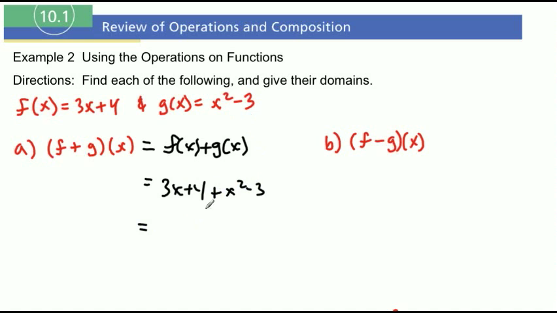So there's only one x squared term, so I'm going to leave that right there. There's only one x term, so that's my 3x. But then we can combine the 4 minus 3, which is positive 1. Okay. Coming over here now.